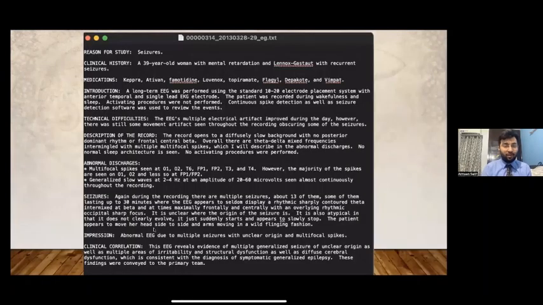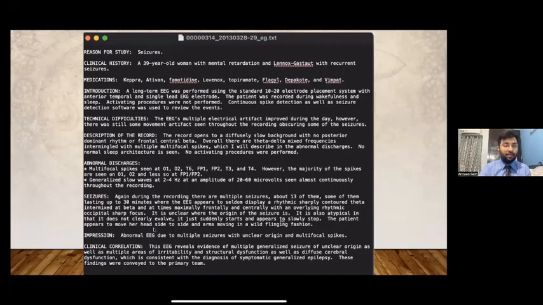So this is the electronic health record of a patient, and I'm showing it to you. It contains various things: first is the reason for the study, then the clinical history of the patient, the medications the patient is on, a short introduction, any technical difficulties they faced, then the description of the record, that is, that particular EEG session is described, along with any abnormal discharges and seizures, if any. Finally, an impression, and then its clinical correlation is given.